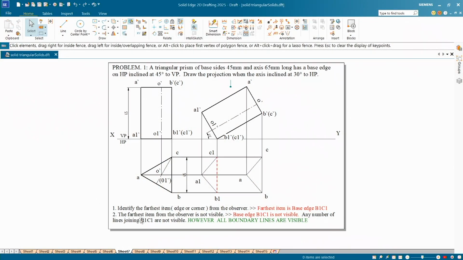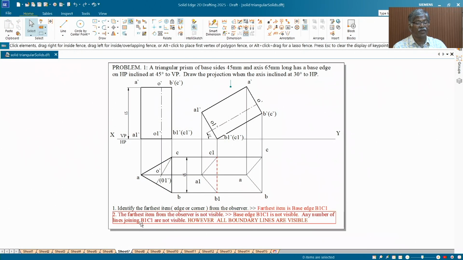Okay, let me take the same problem, triangular prism problem, and discuss here. The triangular prism of base 45 mm, side axis 65 mm long, the base edge on HP, inclined at 45 degree to VP. Draw the projections when the axis is inclined at 30 degree to HP. Okay, now we have to consider the axis condition. Axis condition is very important.